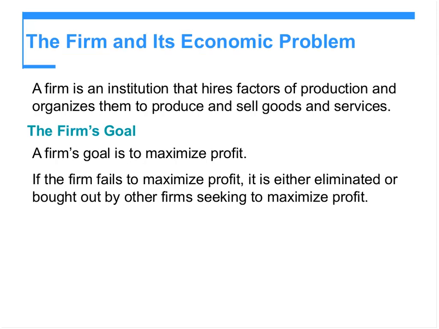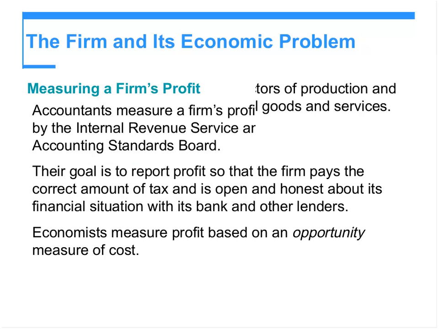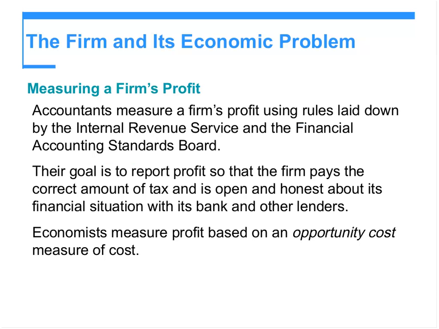If the firm fails to maximize profit, it is either eliminated or bought out by other firms seeking to maximize profit. So as you can see, if you won't be able to deliver your main profitability goal, you will be out of the market, or you're going to be taken over by other companies to be able to do this maximization of profit. That is the basic goal, and if it goes wrong, that will be a basic problem for any company.